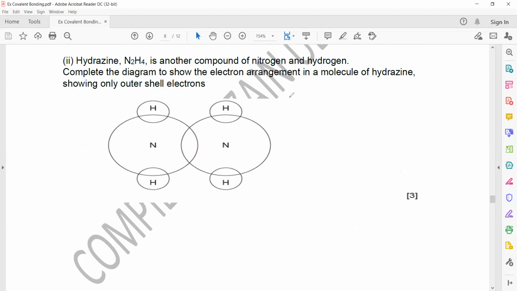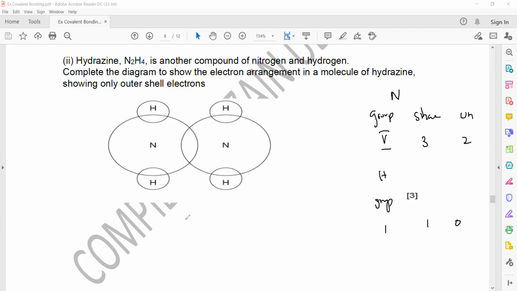Hydrazine, which is N2H4, is another compound of nitrogen and hydrogen. Complete the diagram to show the electron arrangement in a molecule of hydrazine. So we check the group: nitrogen belongs to group 5. As it belongs to group 5, how many electrons will it share? It will share 3 electrons, and how many unshared will there be? 2. And hydrogen is group 1, it will share 1 and unshared will be 0.